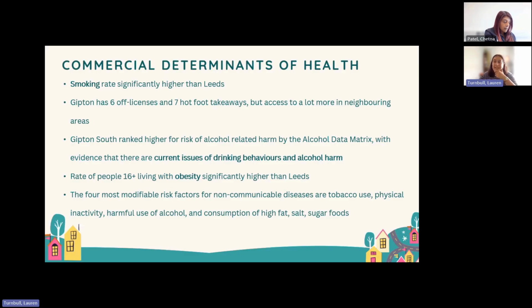In terms of alcohol-related harm, Gipton South is ranked higher compared to Gipton North, and both areas are ranked medium risk, but there seems to be evidence that in Gipton South in particular there are current issues around drinking behaviours and alcohol harm. That could be connected to different communities that live in the different areas, but definitely something to be aware of. And the risk rating that Gipton receives is largely related to vulnerabilities of the population, so a young population, children not in education, things like that.